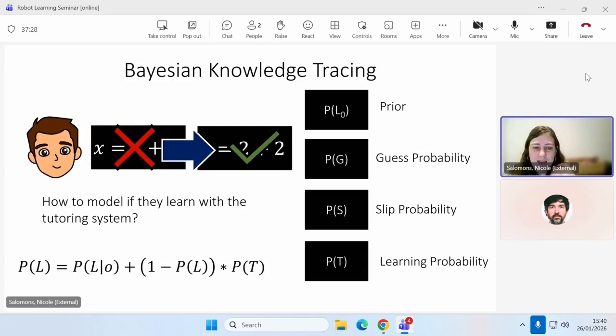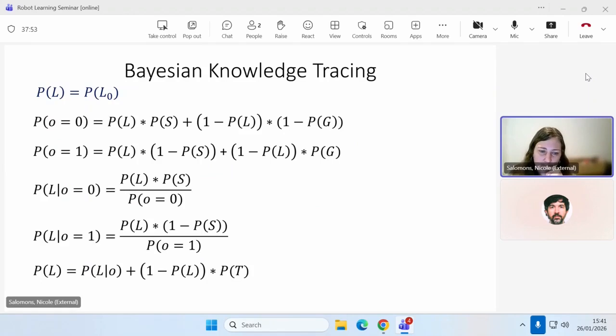And then lastly, we also want to model whether there's a chance that the student has learned, or transitioned from a non-master state to a master state in the meanwhile. So it's a probability of them not knowing that skill beforehand and then transitioning to a state where they've learned the skill.